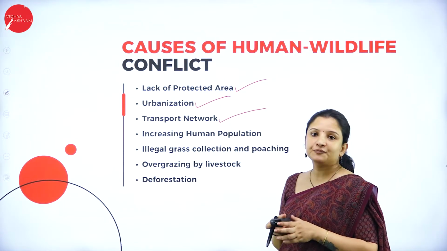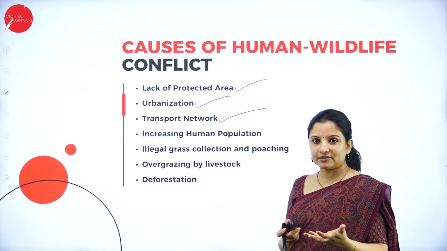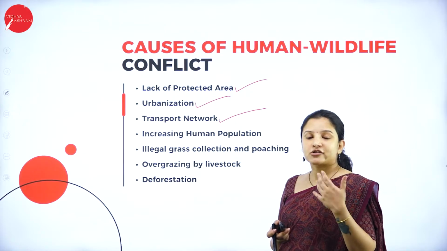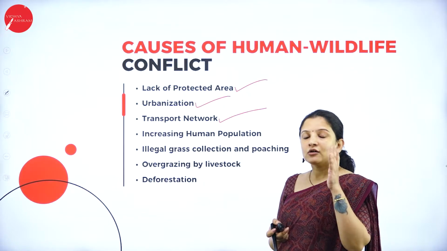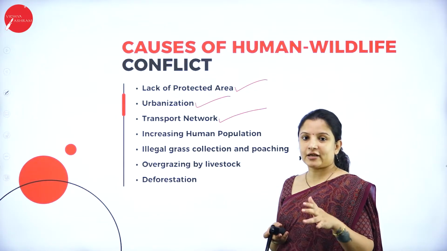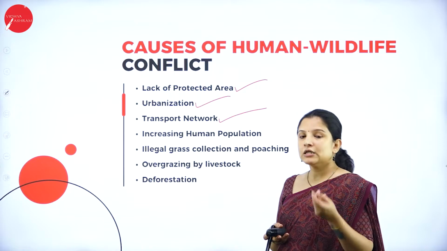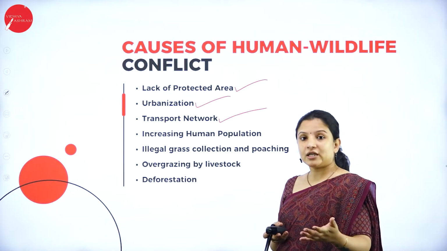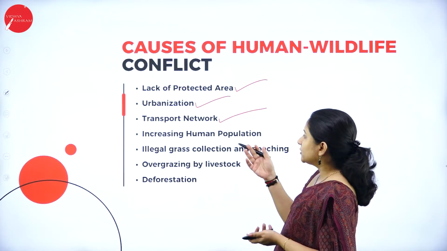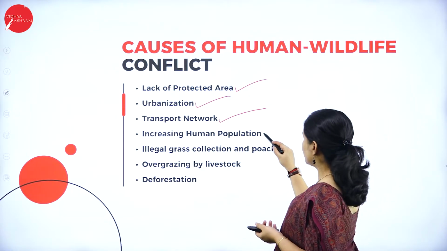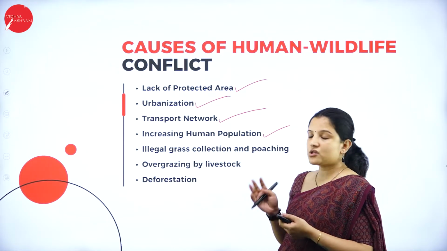Next is the transport network. As and when the population increases, the need for transport also increases. That is, construction of roads, bridges, and railways all increases. All this construction causes fragmentation of the forest, or habitat fragmentation, therefore leading to human-wildlife conflict. So what is habitat fragmentation? We have already covered it in the previous sessions of a few of the units, so you can go back and have a look at it. Also, increasing human population is one of the major reasons here.